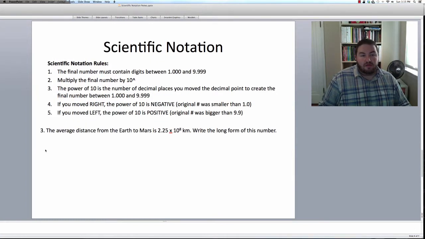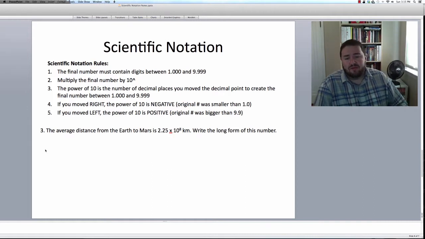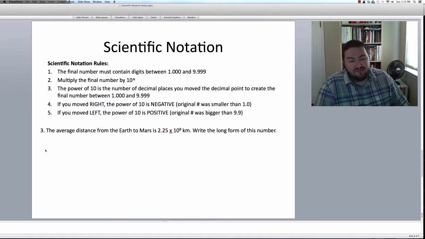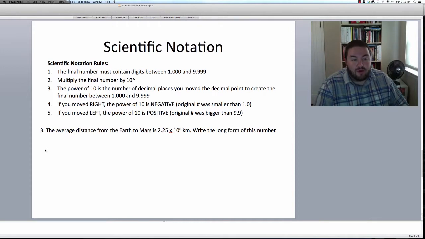Now we can also go the other way. Maybe we have a number in scientific notation and we want to know what it looks like written all the way out in the long form of the number. So again, positive exponents will be really, really big numbers. Negative exponents will be really, really small numbers. So in this case, the average distance from the Earth to Mars is about 2.25 times 10 to the 8th kilometers. A lot easier to read that in a sentence than having to count all those zeros, but maybe we would want to write it out.